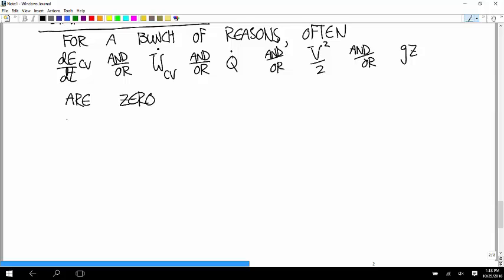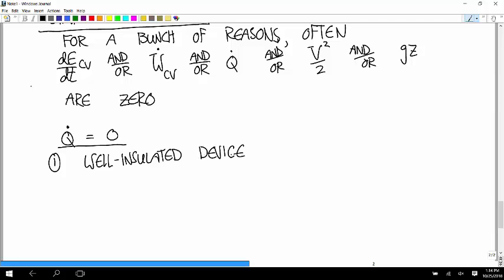Okay, so first, let's think of all the reasons that the rate of heat transfer would be 0. So Q dot is equal to 0. What are some reasons that you wouldn't have any heat transfer? The most obvious one is the thing is well insulated. Another thing that happens a lot is if you have something moving pretty quickly through a device, like a nozzle, where the fluid doesn't have much time to lose energy through heat, then this is going to be 0.